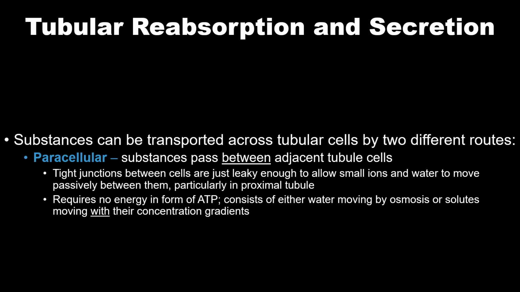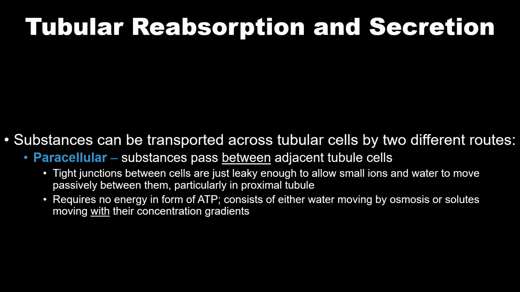So let's look exactly at how and where these substances are moved. In tubular reabsorption, substances have to pass from the filtrate in the lumen of the tubule across or between tubular cells into the interstitial fluid, and finally across or between the endothelial cells of the peritubular capillaries to be reabsorbed. So in secretion, the substances are going to move in the opposite direction. But how do they accomplish this goal?